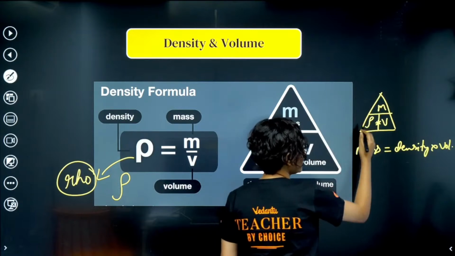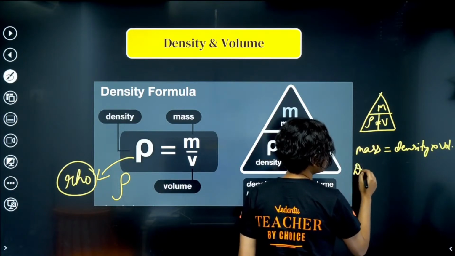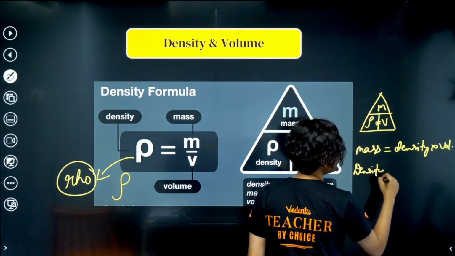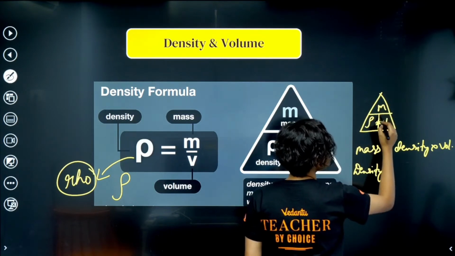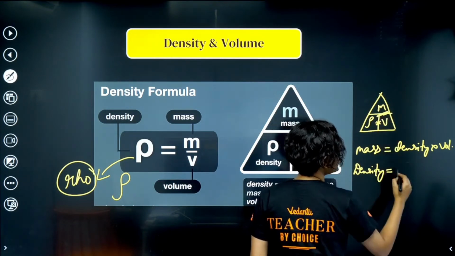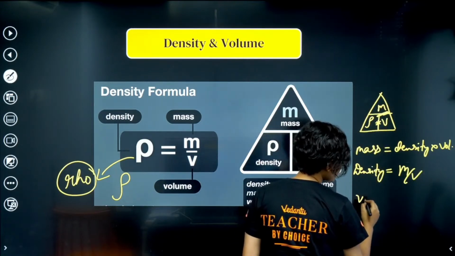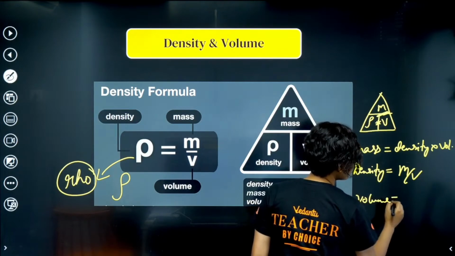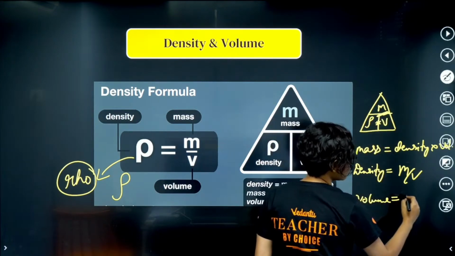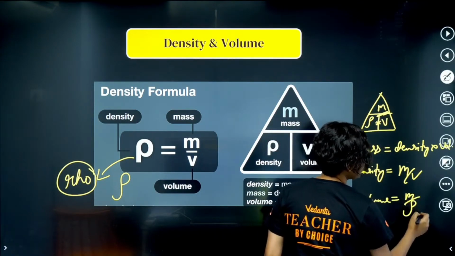Alright. Now if somebody asks you, ma'am, what is the formula of density? Very easy. Mass divided by volume. Do you see? Mass divided by volume. If somebody asks, ma'am, what is the formula of volume? What is it? Mass divided by density. That's it.